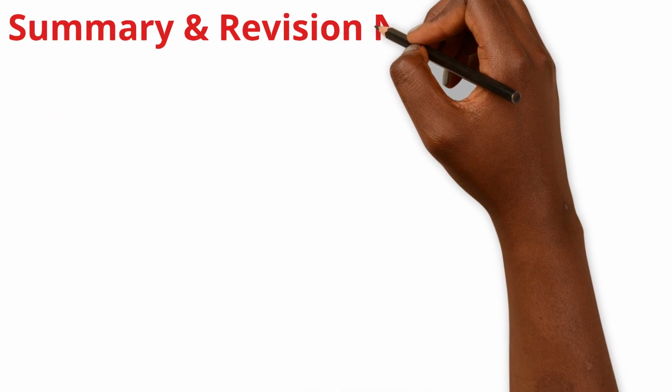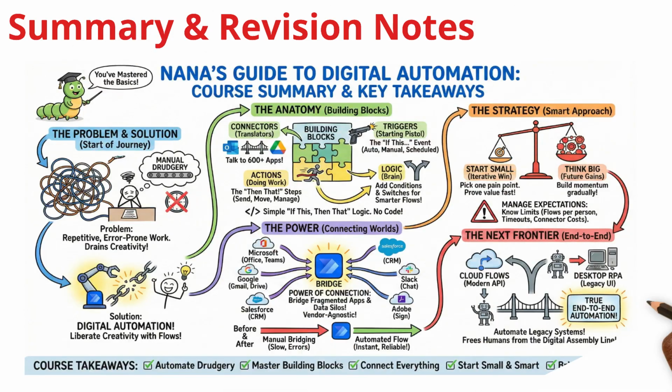We started by solving the problem of manual drudgery using digital automation to liberate your creativity. You mastered the anatomy of a flow using connectors, triggers, actions, and simple logic to build workflows without code. We unlocked the power of connecting fragmented apps, bridging silos between services like Google and Salesforce. You learned the strategy of starting small for iterative wins while managing expectations around limitations. Finally, we crossed the next frontier, combining modern cloud flows with desktop RPA to automate legacy systems for true end-to-end automation. You've mastered the basics.